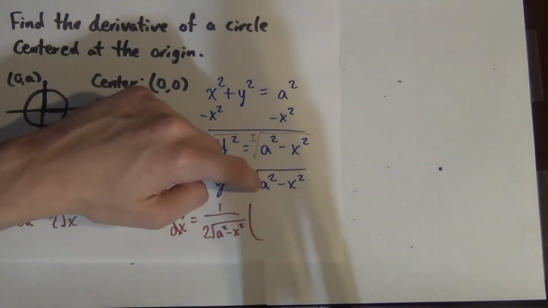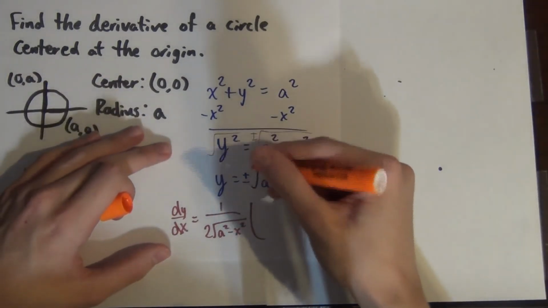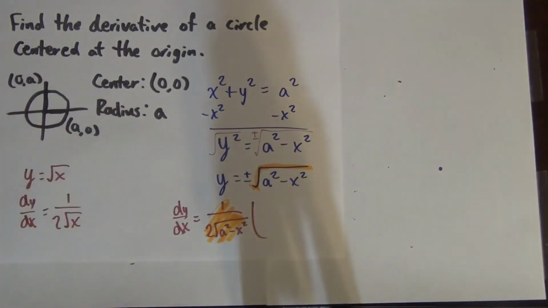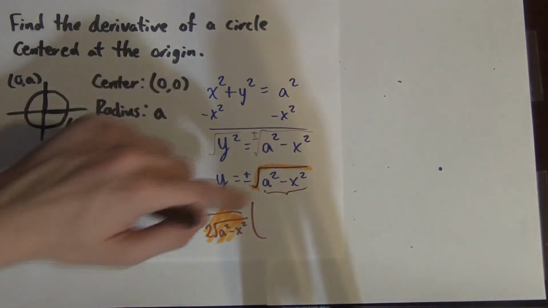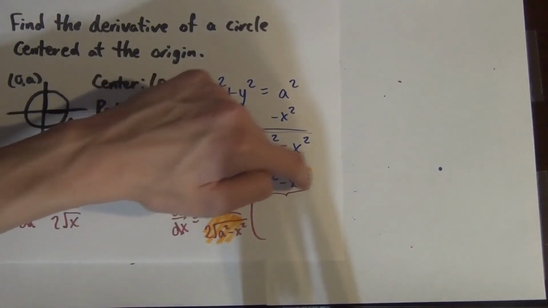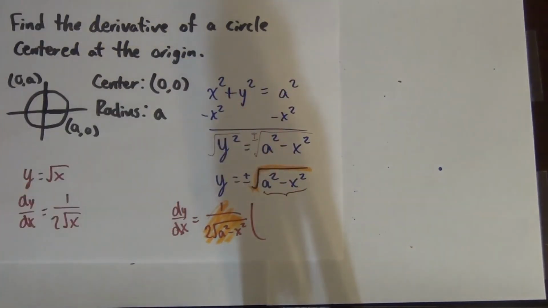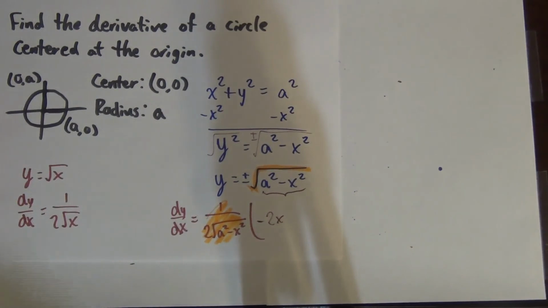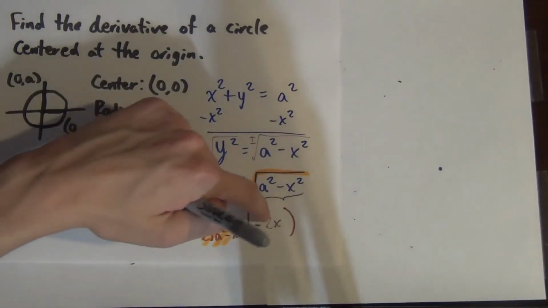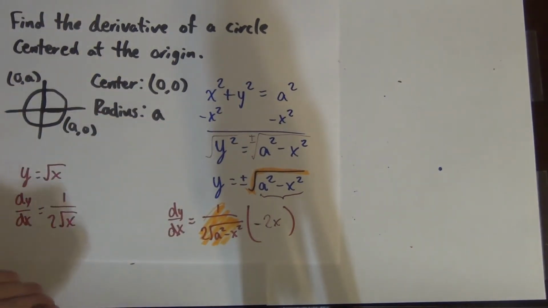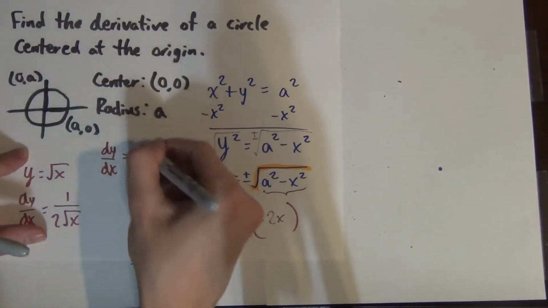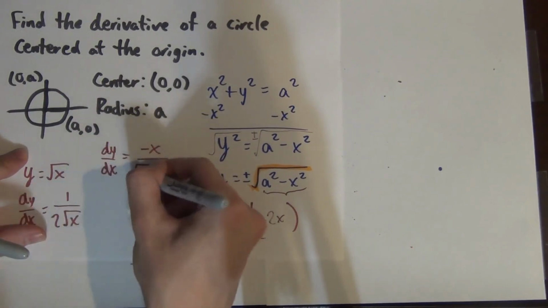Well, this is a constant, so our big function, our outside function, that's what this was, and our inside function, this guy. The derivative of a constant is 0, and the derivative of a negative x squared, if I bring this 2 down, it's negative 2x. So finally, the 2's cancel, and I'm left with dy dx equaling negative x over the quantity square root of a squared minus x squared.